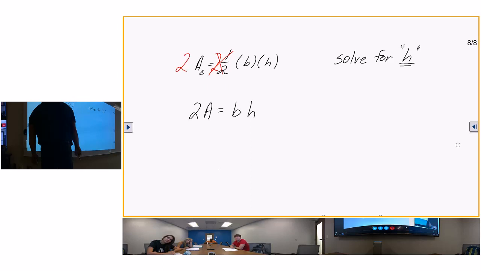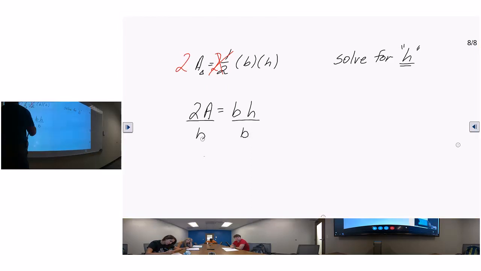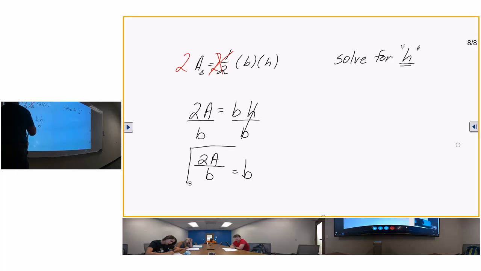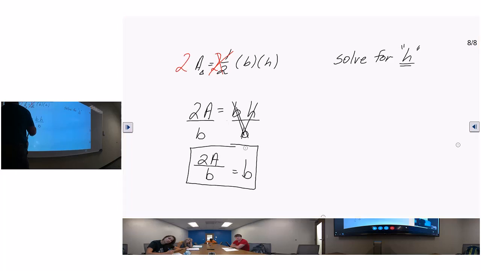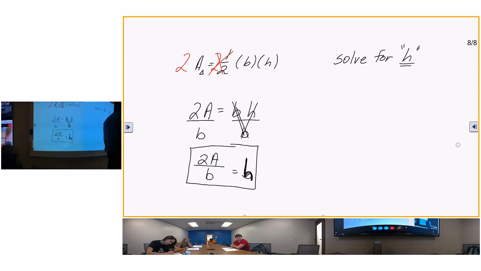So now I divide both sides by B. So H is equal to 2 of the area divided by the base. I'm sorry, B. I canceled the wrong one. Sorry, B. And that's how you do formulas.